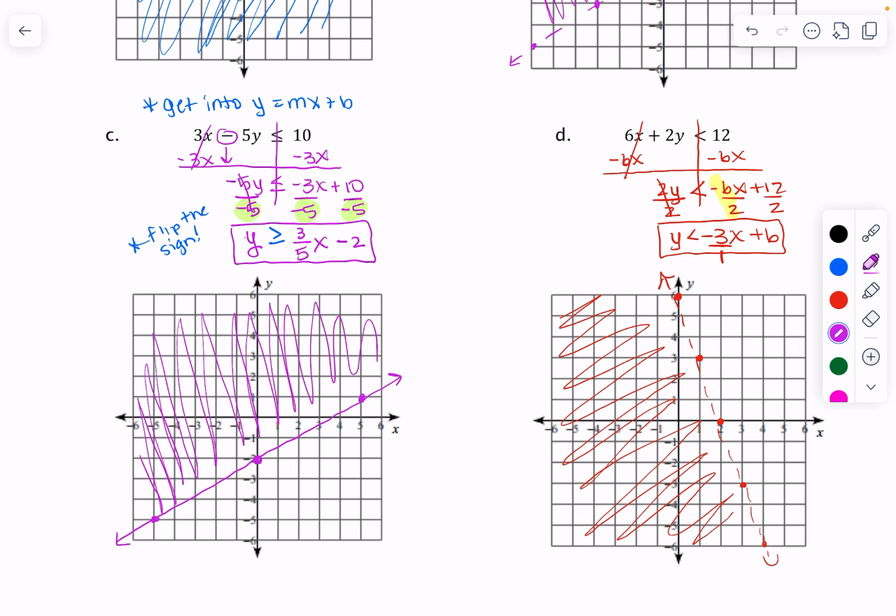Okay, so that covers graphing linear inequalities versus graphing on a number line. You need to be able to do both.